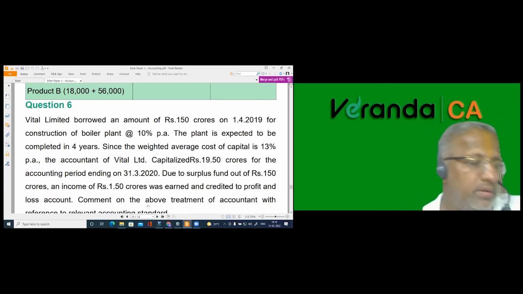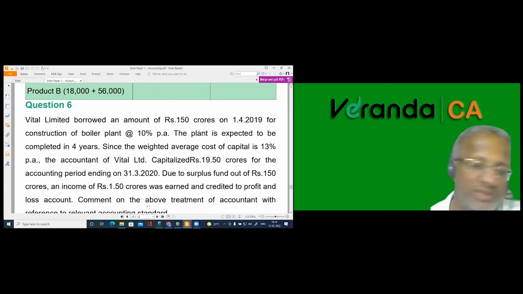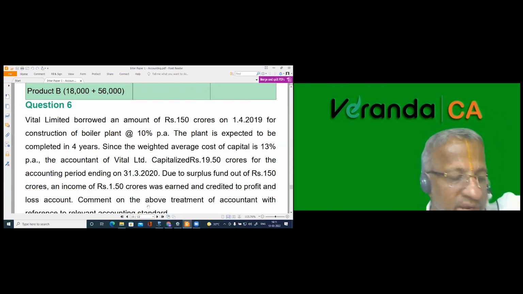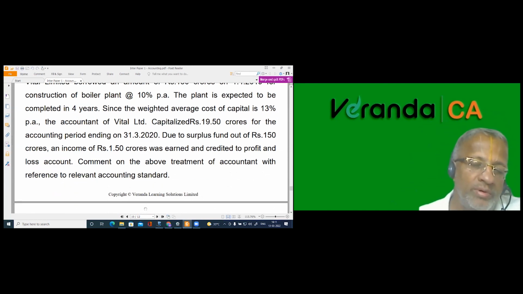Vital Limited borrowed an amount of 150 crores on 1/4/2019 for construction of a boiler plant at 10%. The plant is expected to be completed in 4 years. Since the weighted average cost of capital is 13%, the accountant of Vital Limited capitalized 19.5 crores for the accounting period ending 31/3/20. Due to surplus funds of 150 crores, an income of 1.5 crores was earned and credited to the P&L account. Comment on the above treatment with reference to relevant accounting standards.